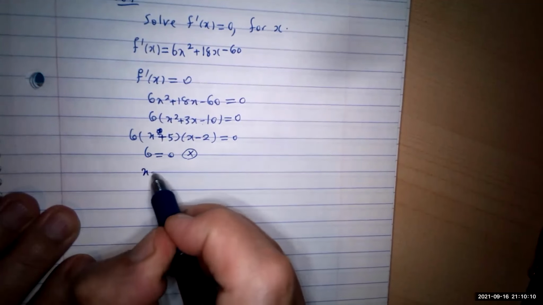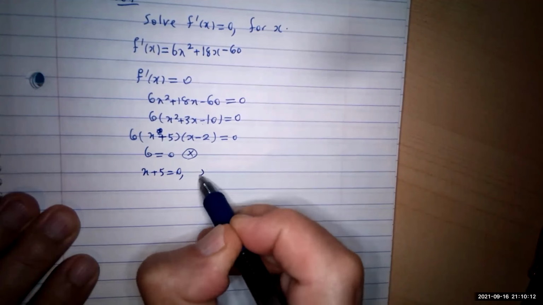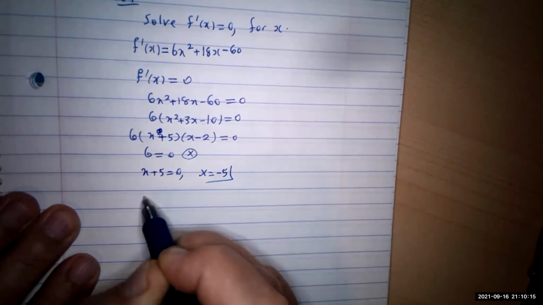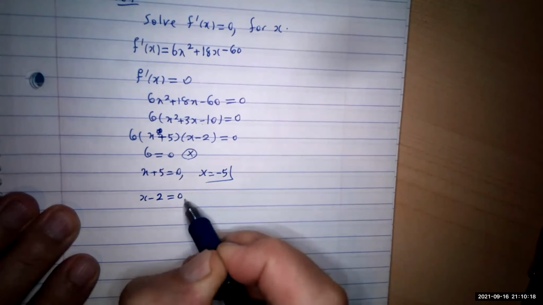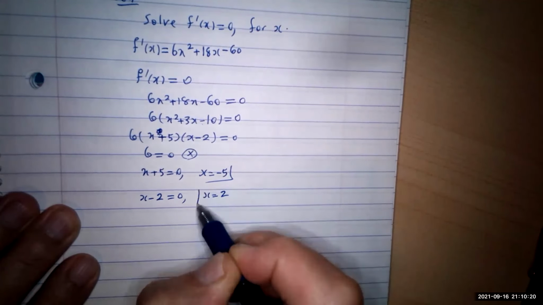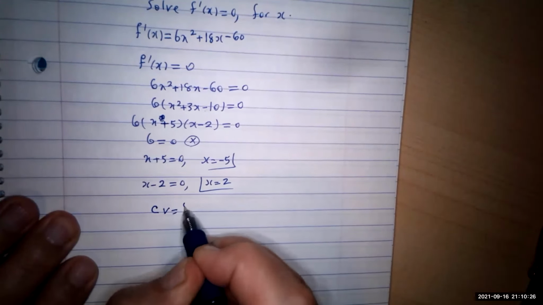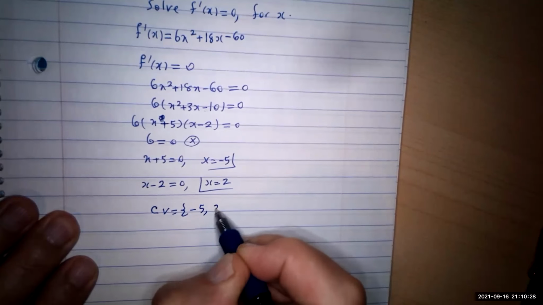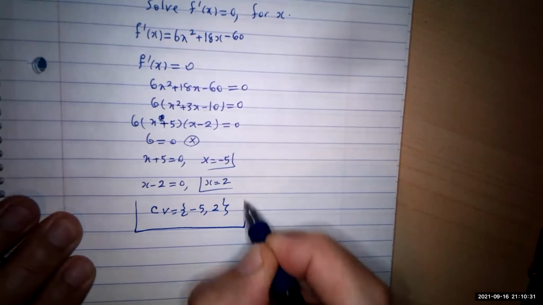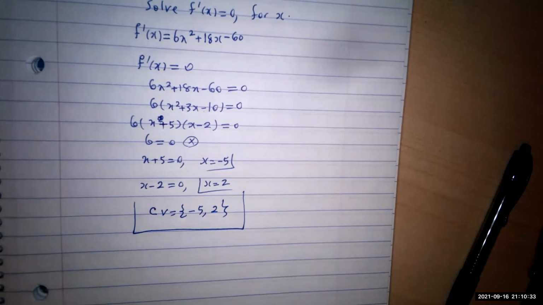6 equal to 0, never. But x plus 5 equal to 0 gives you x equal to negative 5. x minus 2 equal to 0 gives you x equal to 2. There you are. You remember we call these critical values, for the future. So you are going to have two horizontal tangent lines because you have two numbers for x, at x equal to negative 5 and x equal to 2. In the future, one of them gives us the maximum, the other one will give us the minimum.